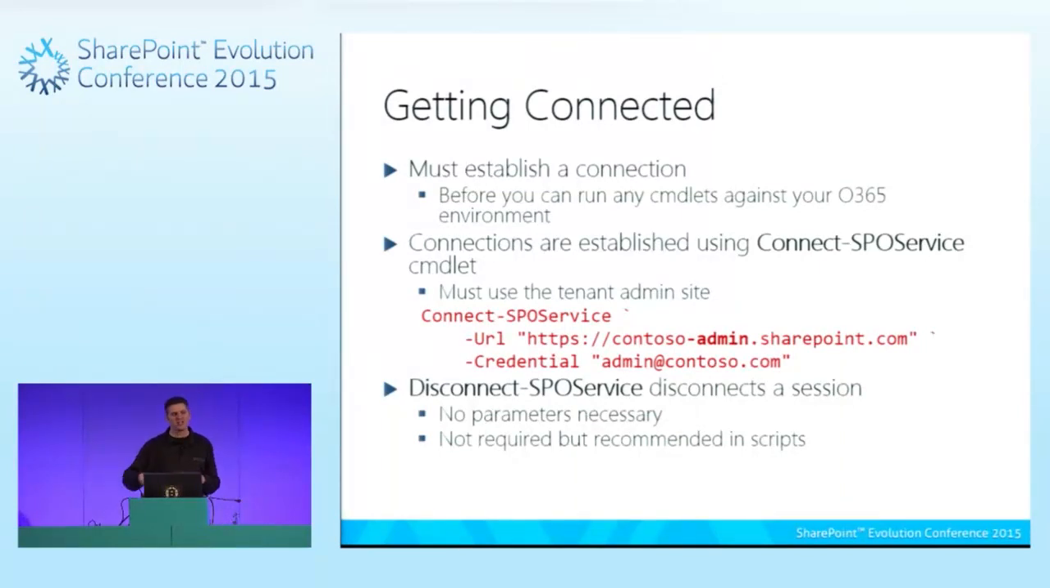So each time I make a subsequent call, so if I go to get the list of site collections, it's going to use that token as part of the request. When I call disconnect SPO service, all it's doing is setting that static variable to null. So again, that's just an internal thing you'll never see, but behind the scenes, that's all that's happening. So closing out your window, you're fine. You don't really need to ever run this. I like to run it in scripts though.